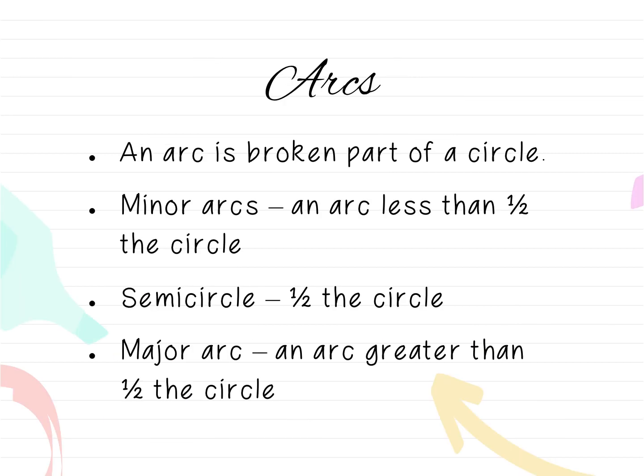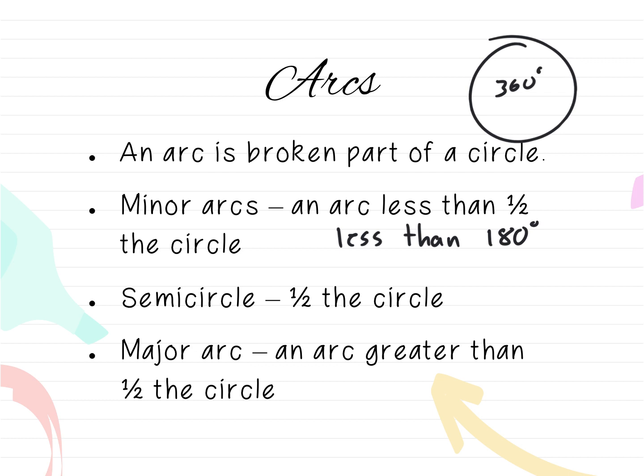Now we have arc. An arc is a broken part of a circle. You have minor arcs, which is an arc less than half of the circle. You have a semicircle, which is half the circle. And you have a major arc, which is an arc greater than half the circle. Minor arcs are less than 180 degrees because that's half a circle. Remember, the whole circle is 360, so half the circle is 180. A minor arc, which is less than 180, is less than half.